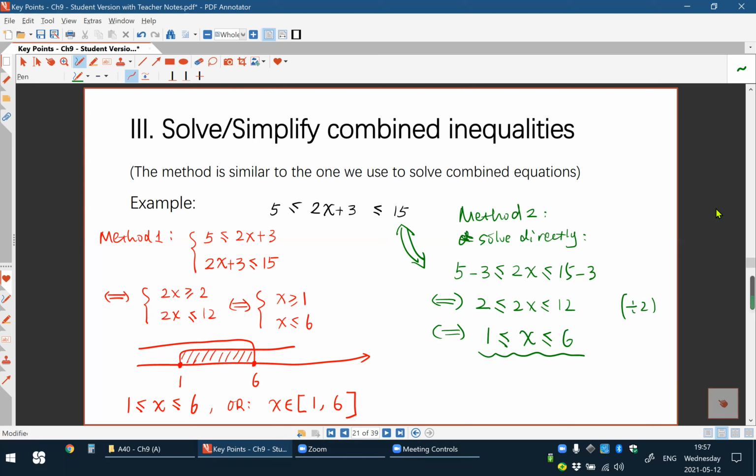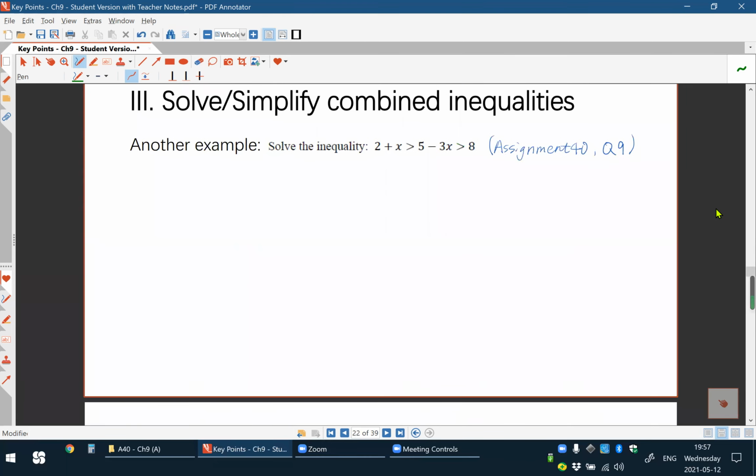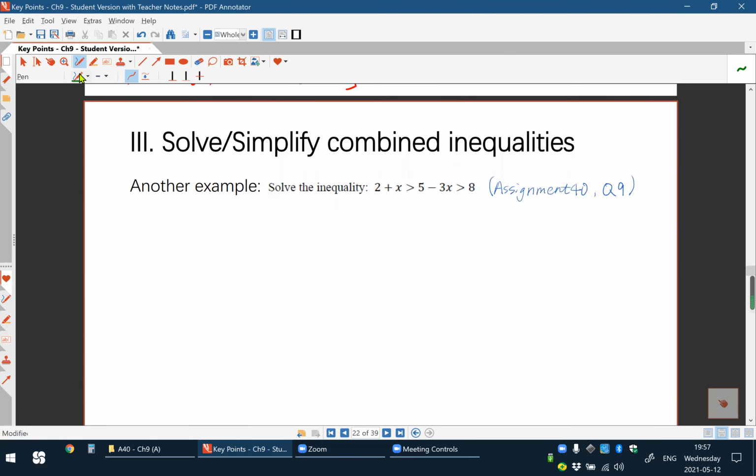No? All right, let's see another example. So just as I said, the first method is more generic. So let's try the first method first, okay? Method 1. Detach this into two different inequalities. First one is 2x plus 5, right? This is the first one. Next one is from here to here, right?